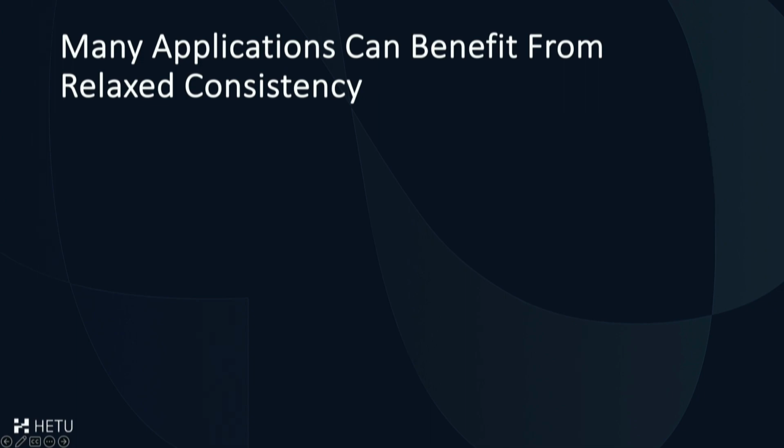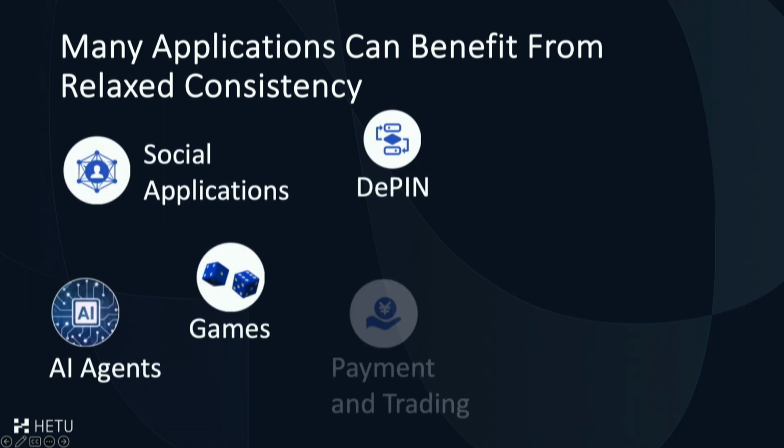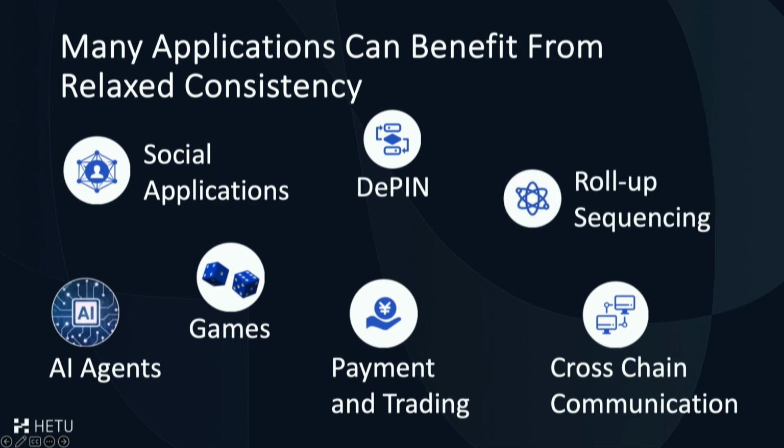Here I just gave you a sense of example applications, definitely not an exhaustive list. Things like social applications, communication between different AI agents, games, social games, and more recently decentralized physical infrastructure, and so on. All these applications are very interactive. There are a lot of interactions between different parties in the network, a lot of communication going on.